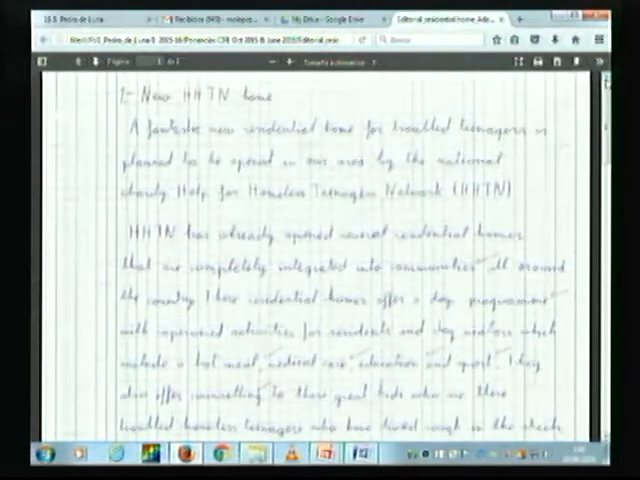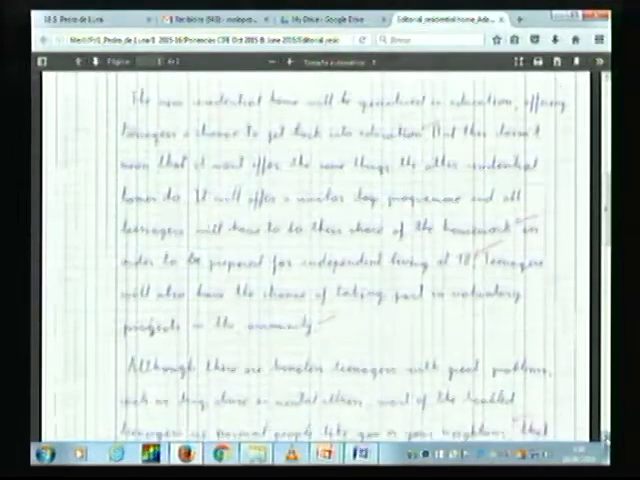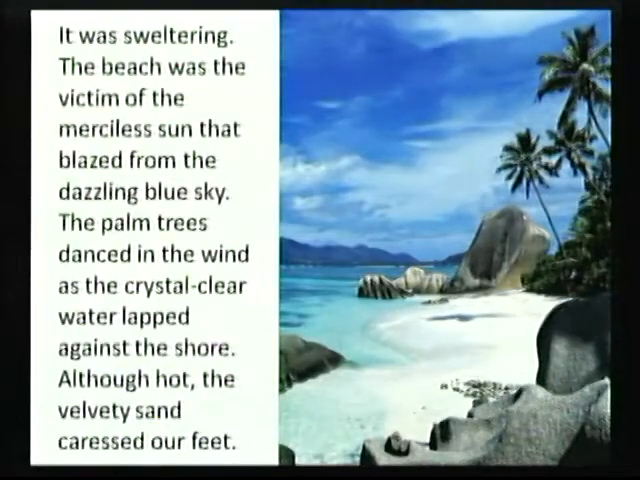We will see the equivalent to the framework, and that is a C1. Oh, she got A. And we're not going to read this, but I don't know if you can notice the ticks here. Every time I tick something, it's because she has used information from the passages. So she's basing her writing in the passages that are in the exams, using her own language. You can see. Although hot, the velvety sand caressed our feet.